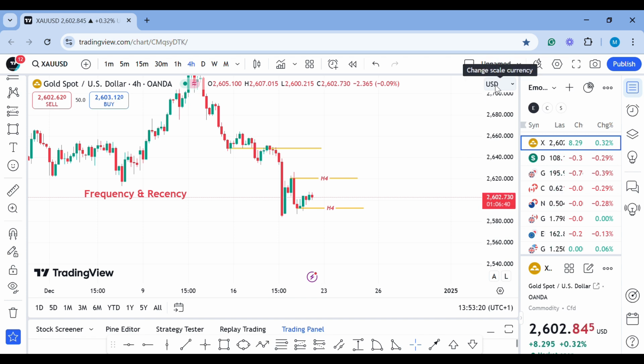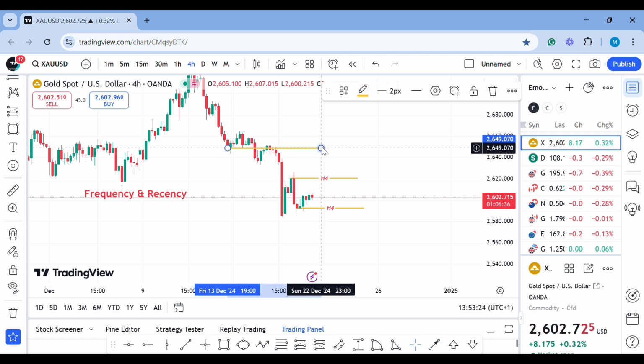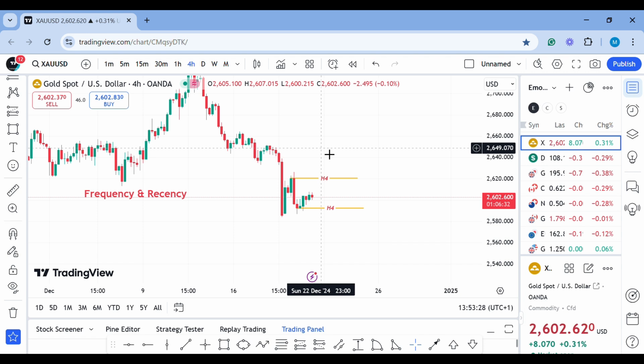Then let's move to the 1 hour time frame. For now, we are just going to talk about how to plot the F&R zone. That's just it for now. So now let's talk about the continuation pattern. Yes, this is a continuation pattern here.